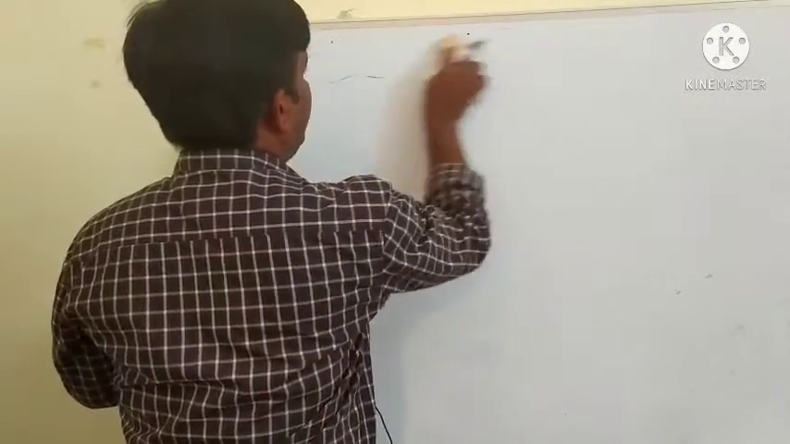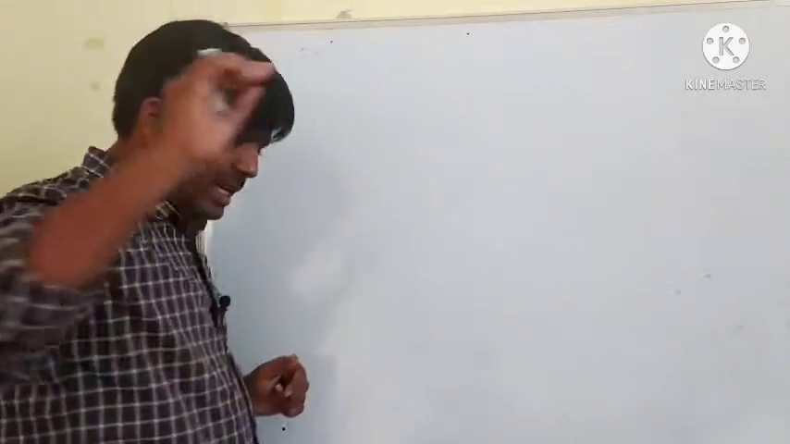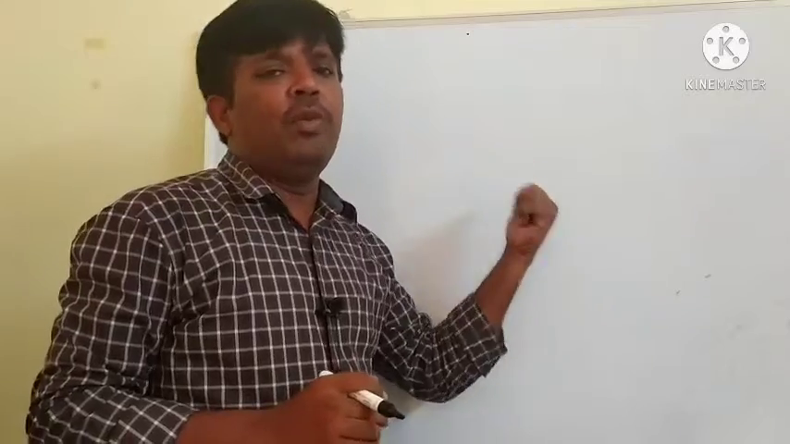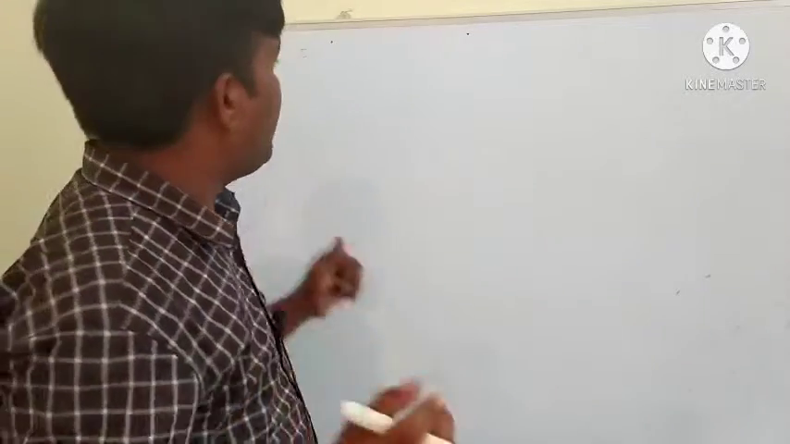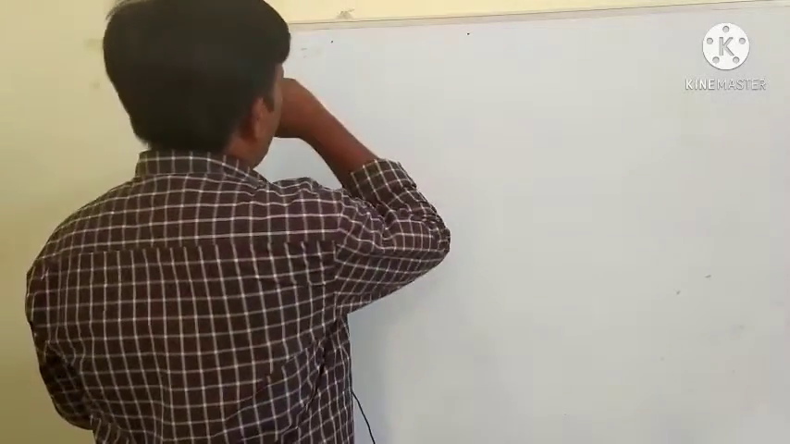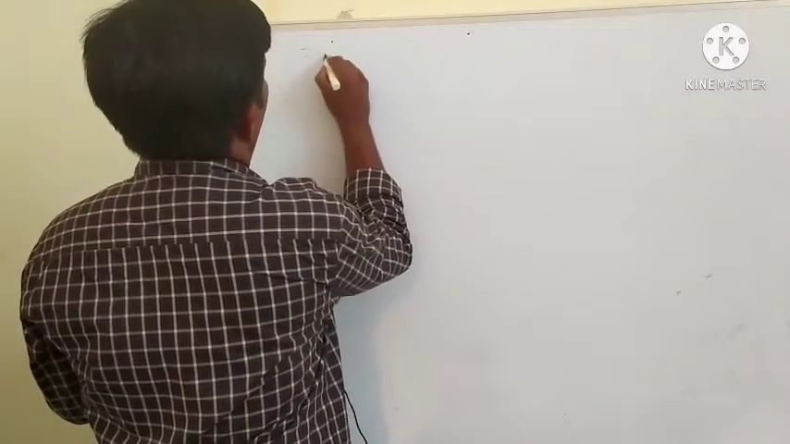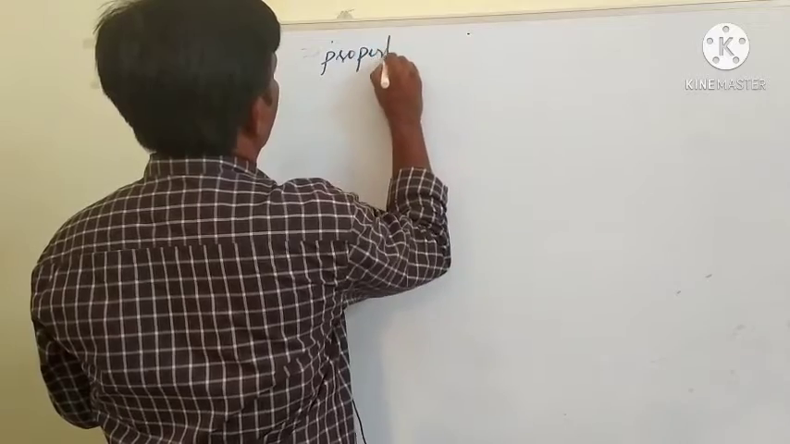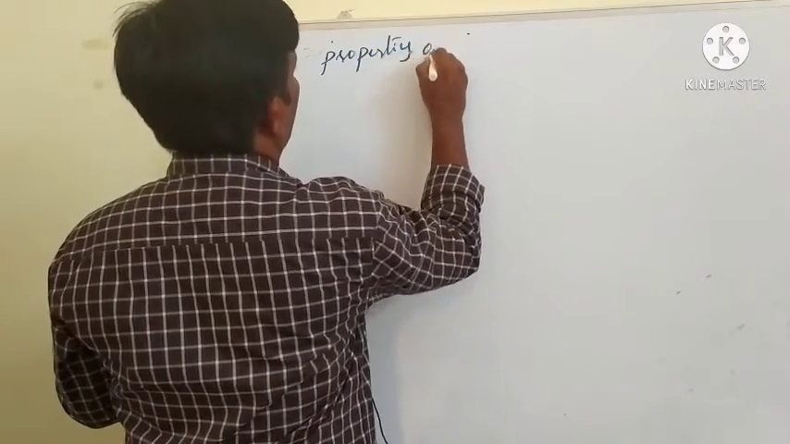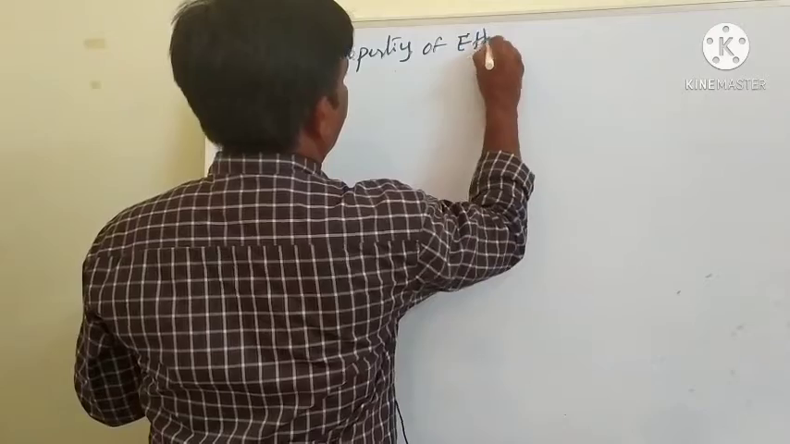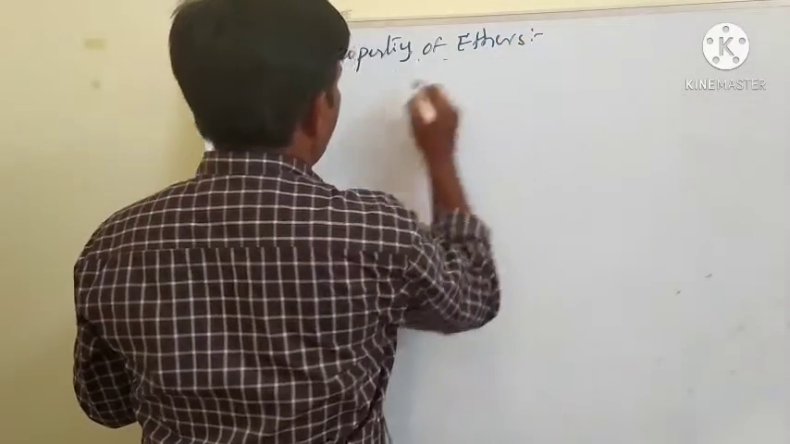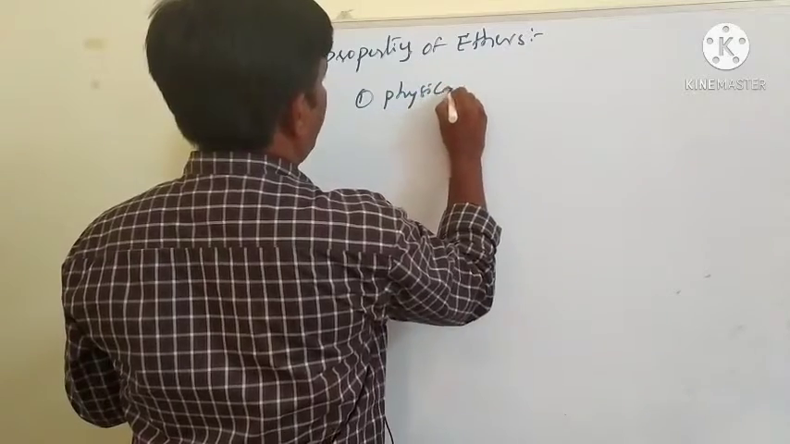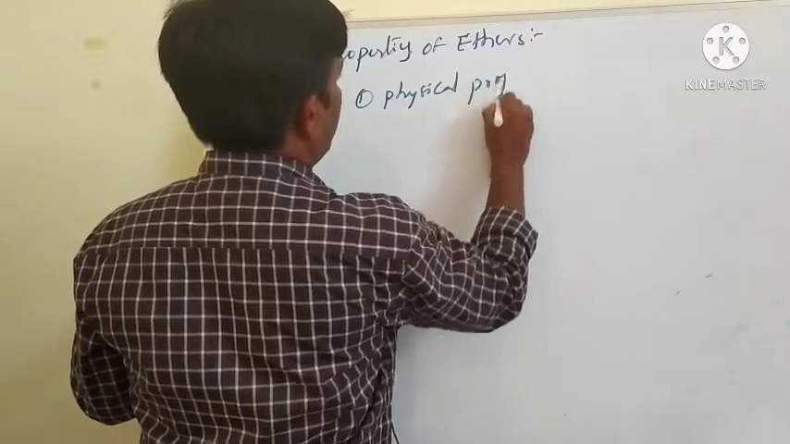These are the two preparations: one is dehydration in the presence of H2SO4 and the second one is Williamson synthesis. Then we go for the properties of ethers. First one is physical properties.